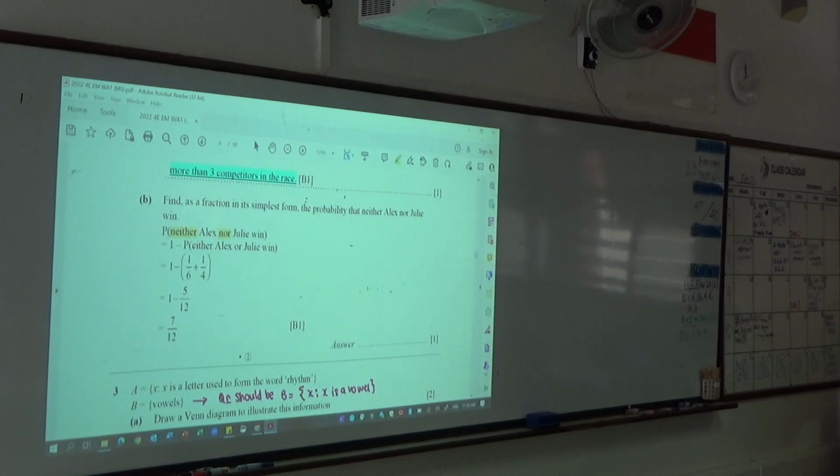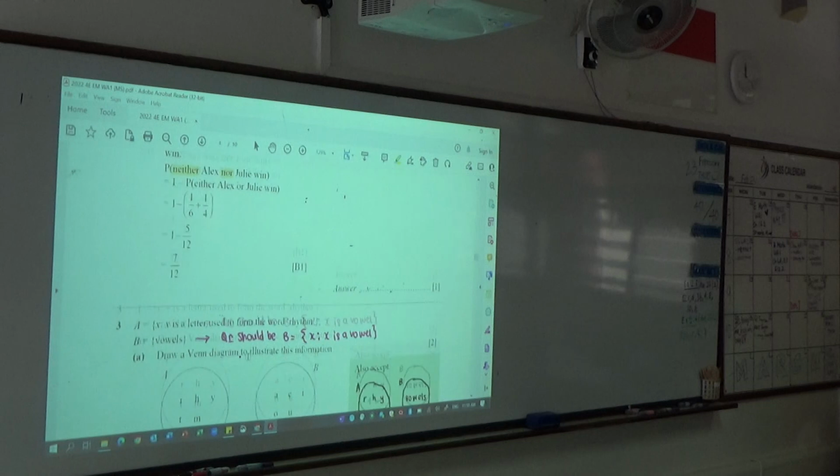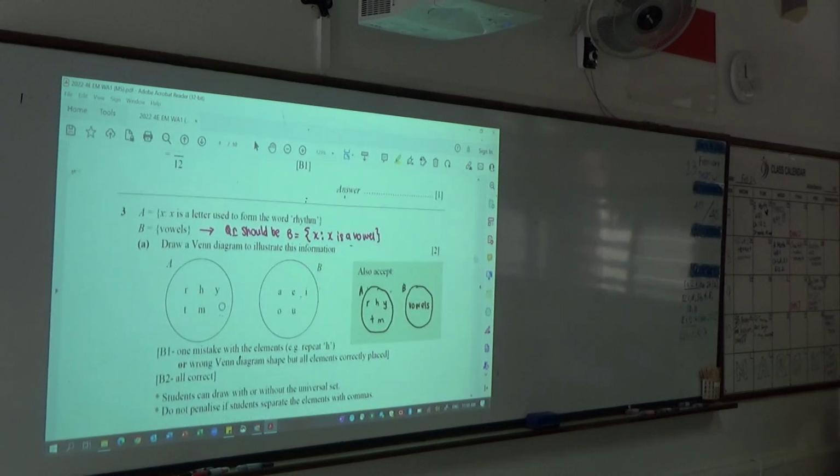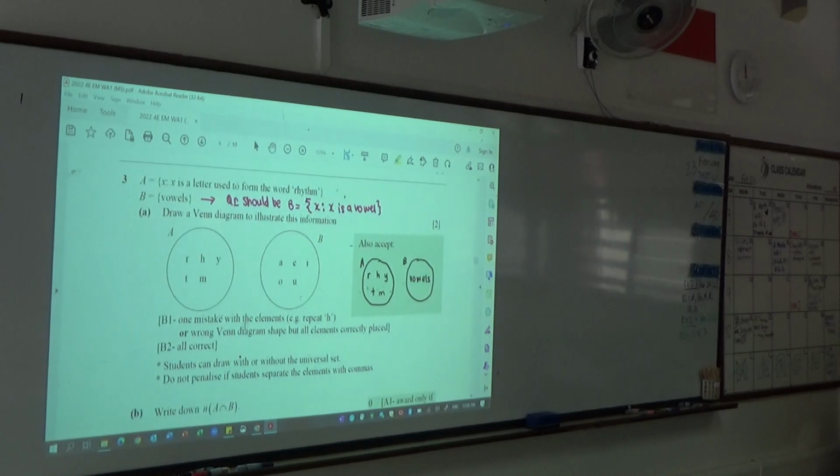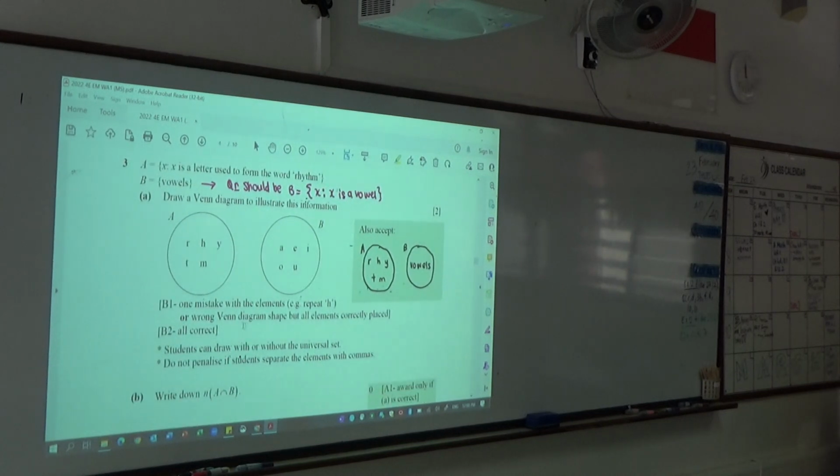Okay, next. Question 3. I don't know why you all were so confused during the test, but nobody said a single thing for question 3. So I thought that maybe you all were fine. But I realized there were differences in the answers.